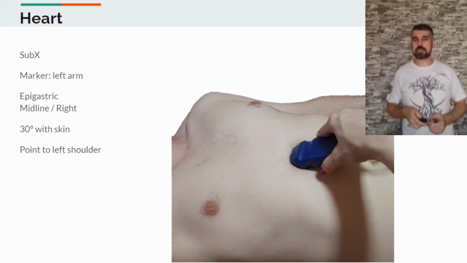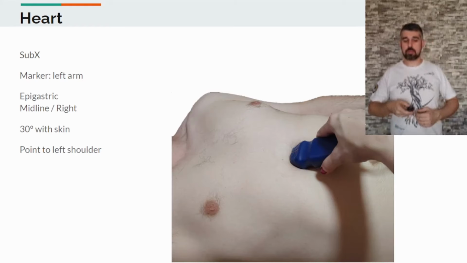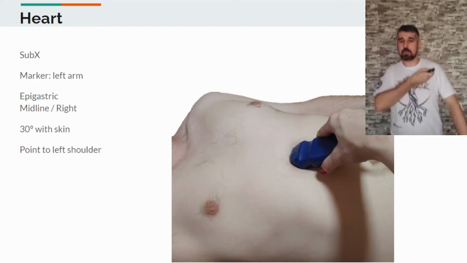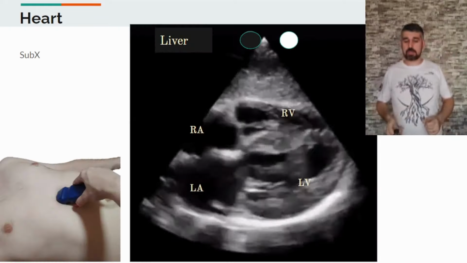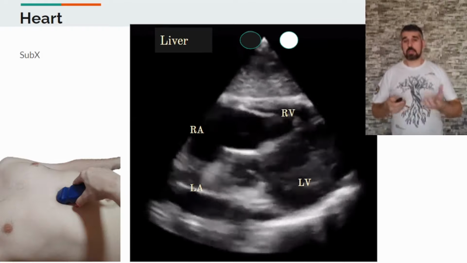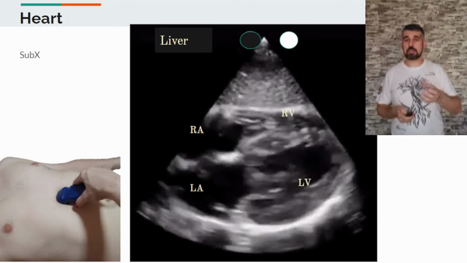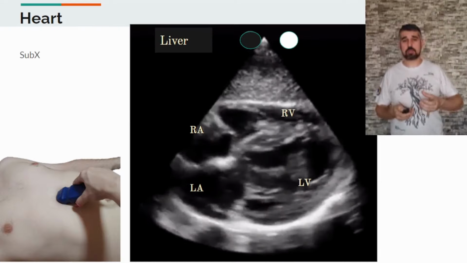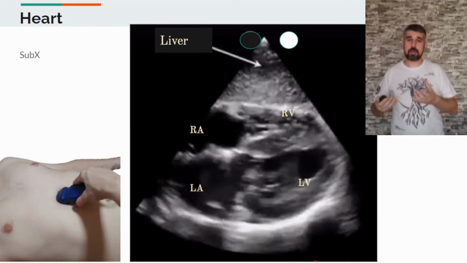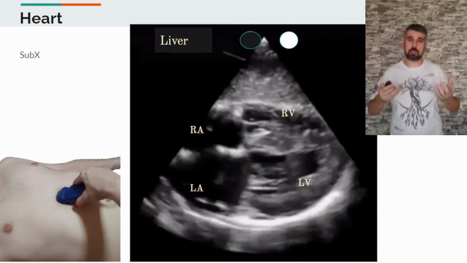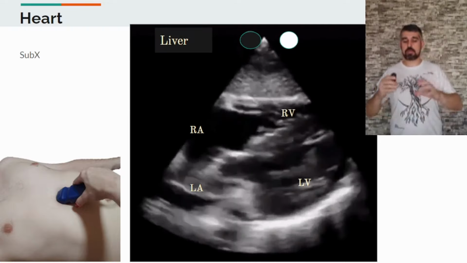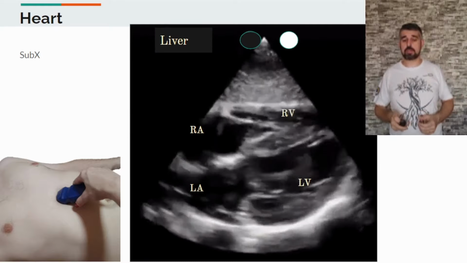After that, we are going to check the subxiphoid view. So again, the marker to the left arm, I'm coming to the epigastric region, midline, a little bit to the right, and I'm swiping until I can see my heart, usually pointing to my left shoulder. And I'm trying to get this view. I have the liver, so this is a very good marker because I know that my right heart is in contact with the liver, so I will not misjudge it. And I can see the four chambers. So this is the view I'm trying to get here.